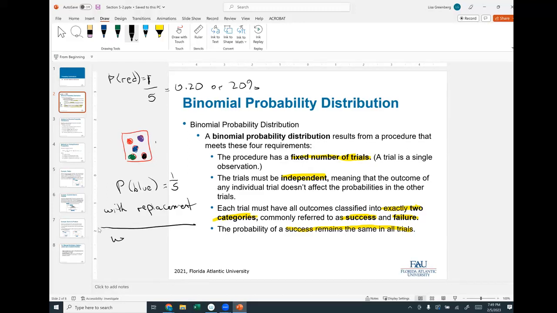So without replacement, now every outcome is going to be different, right? Because first I pick a red ball and it's 20% or 0.2. But if I don't replace it, then I only have four balls in the bag. So now this last requirement, the probability of a success remains the same in all trials, wouldn't be true. So I wanted to give you an example of when that last one wouldn't be true.